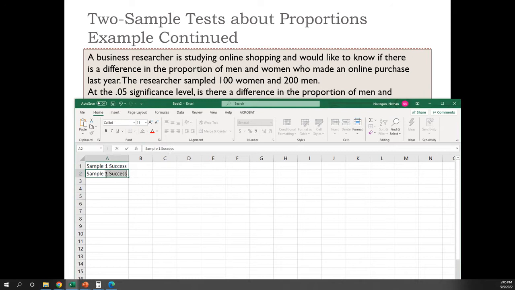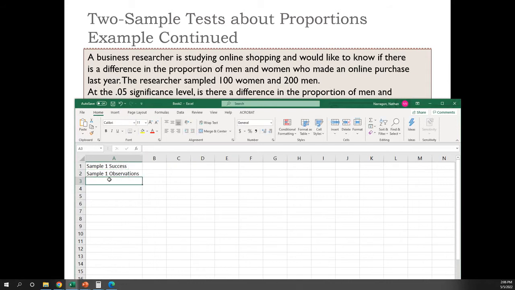Sample 2. Sample 1 observations. And do the same for sample 2: sample 2 successes, and sample 2 observations. Nice.